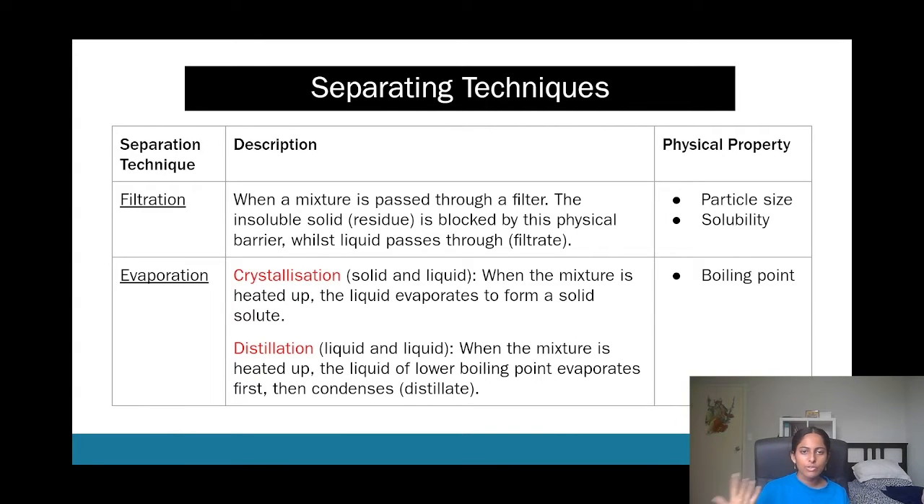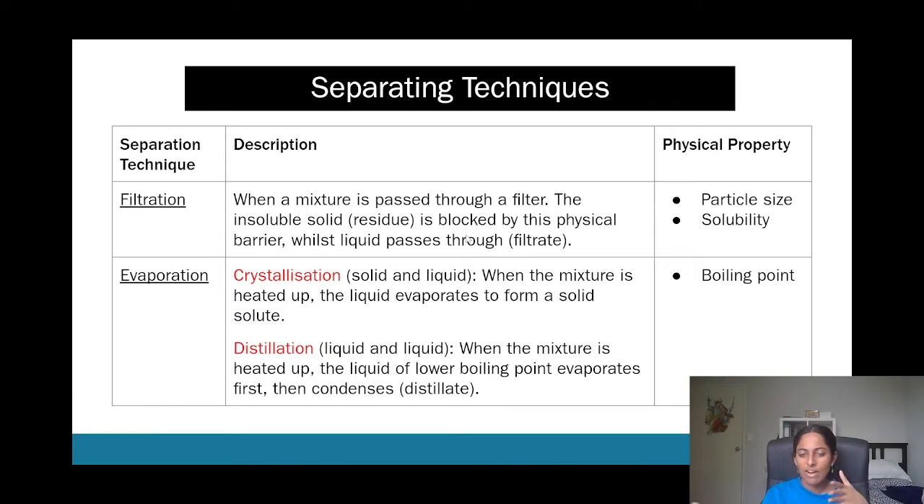Filtration is where you have a mixture being passed through a filter, and whatever passes through is called the filtrate, and the remainder is called the residue. So this relies on either solubility or particle size, because there are two types of separation. Filtration can also be something like sieving.